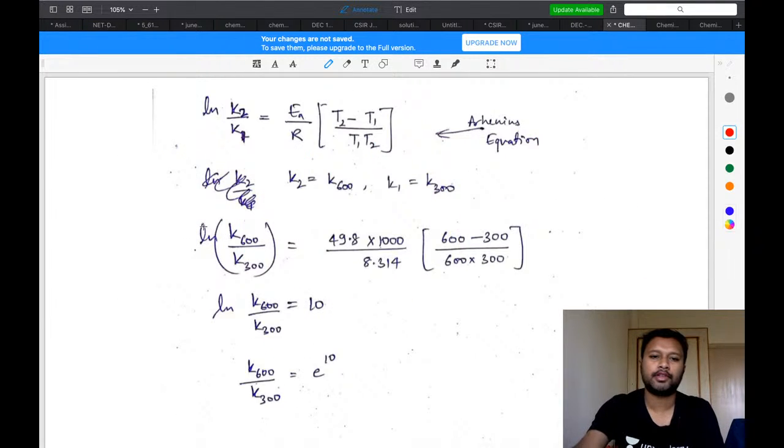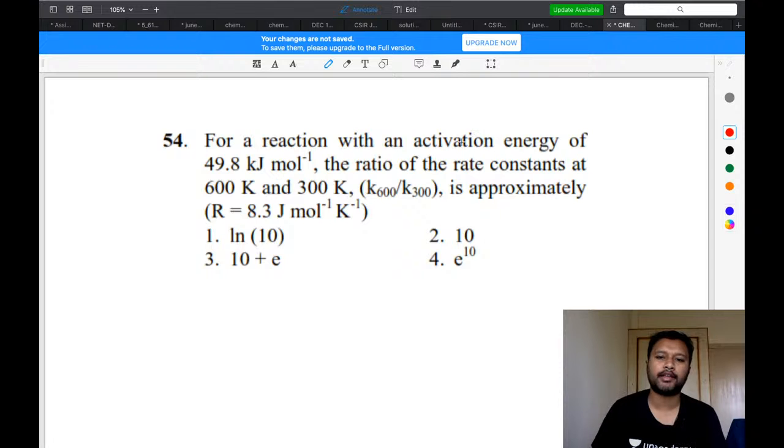The next question says that for the reaction with activation energy of 49.8 kilojoules per mole, the ratio of the rate constant at 600 Kelvin and 300 Kelvin is approximately. So they are asking what is the ratio of K600 by K300. Remember that here the temperature is taken as 600, and here the temperature is taken as 300. You know the formula that K is equal to A e to the power minus EA by RT.